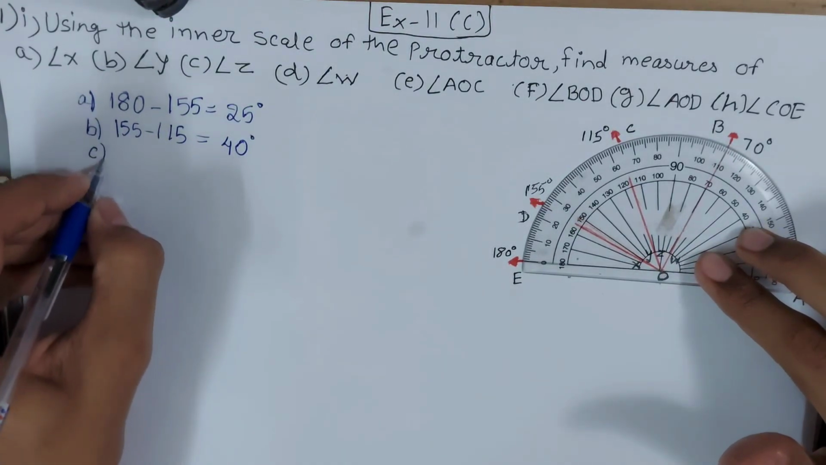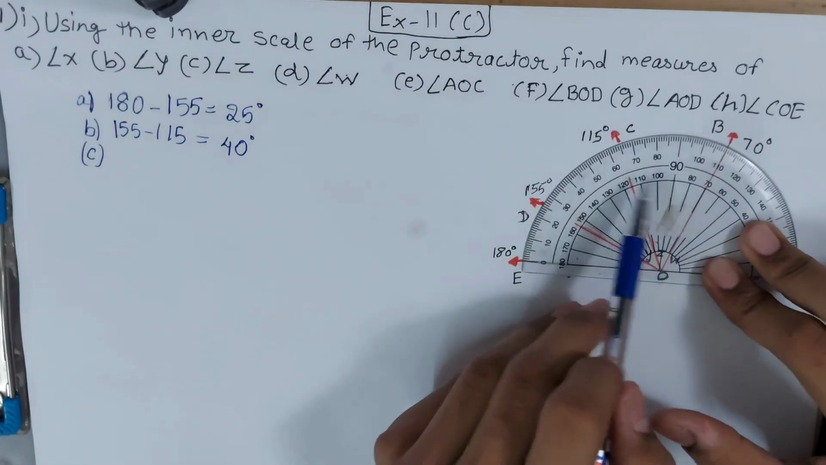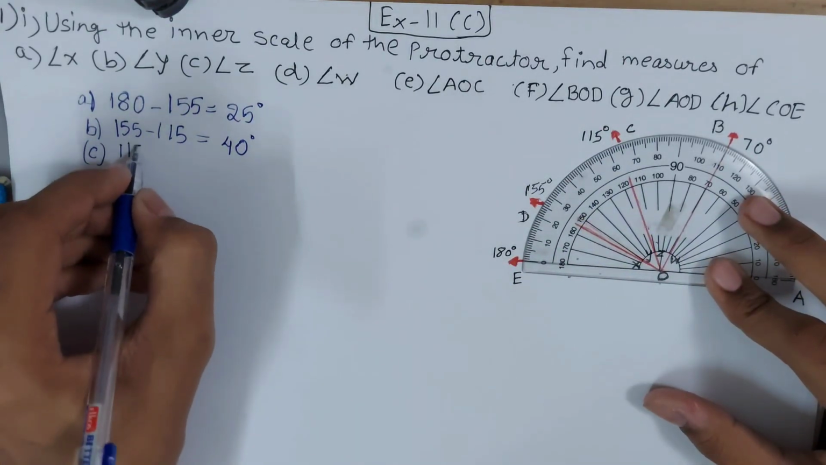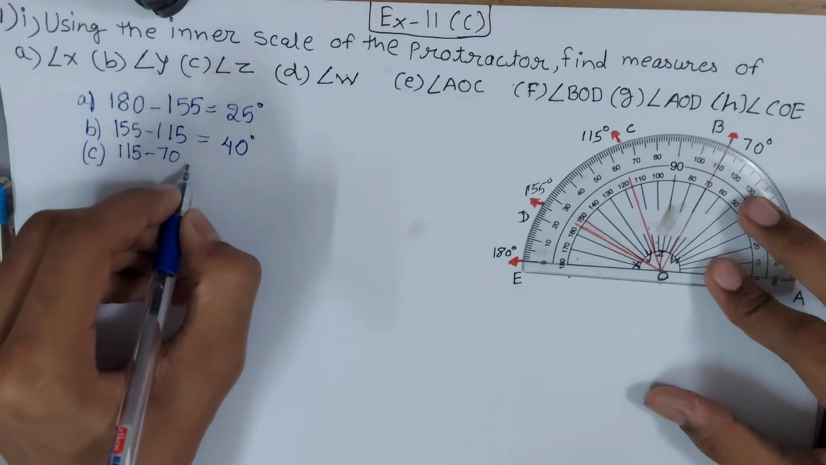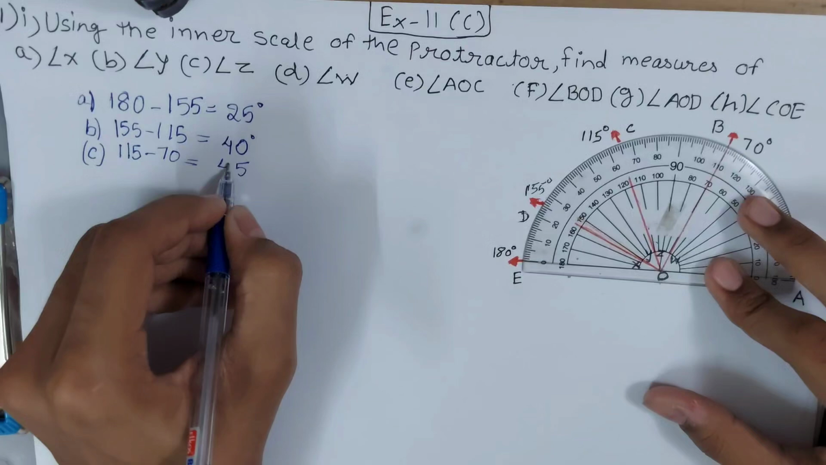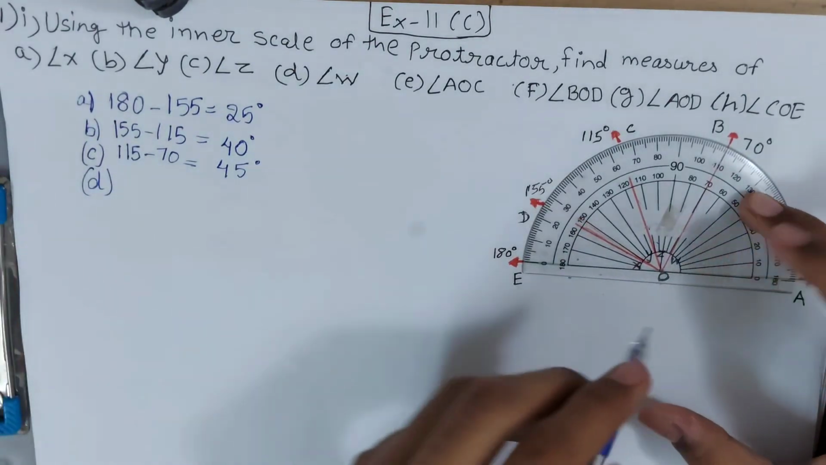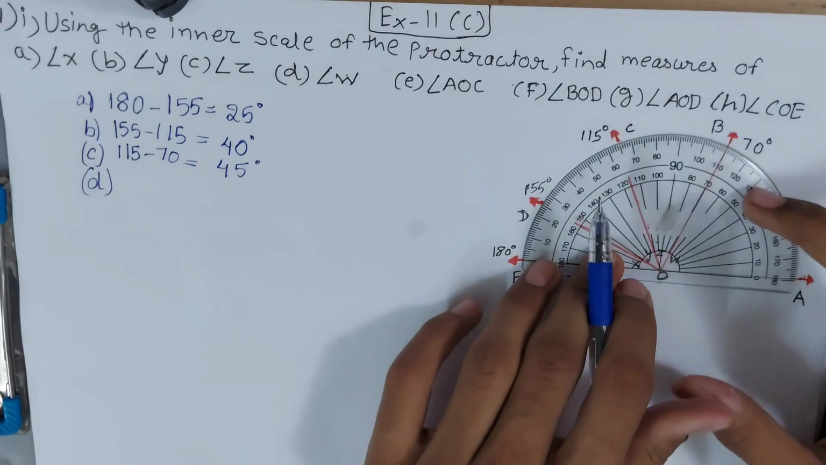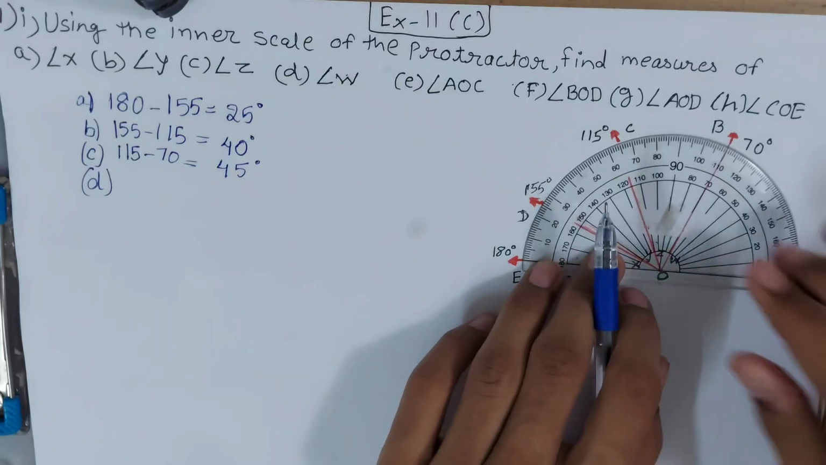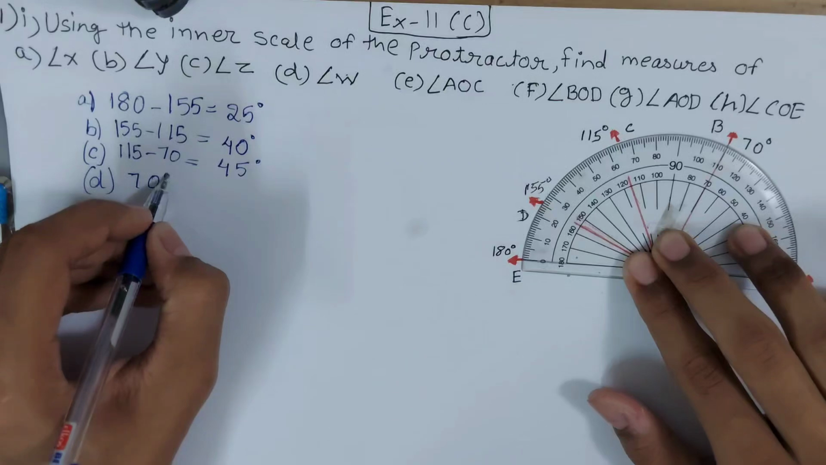Then angle Z. This is angle Z. Again, see the two arms and where they are, 115 and 70. You just subtract the smaller from the greater, and that will give you the measure of your angle. So this is going to be 45 degrees. Part D is angle W, this one, which is actually 70 and 0. There is no point in writing 70 minus 0, so you will directly measure this and say that your measure is 70 degrees.